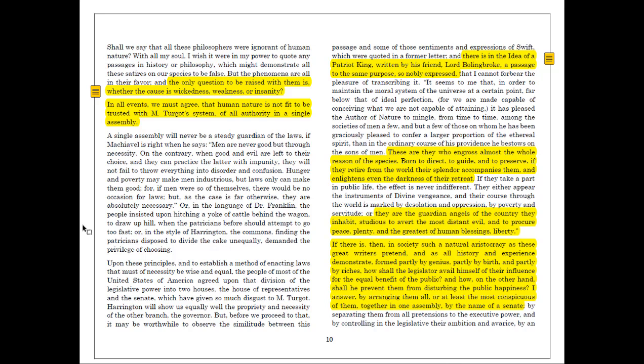"With all my soul, I wish it were in my power to quote any passages in history or philosophy which might demonstrate all these satires on our species to be false. But the phenomena are all in their favor, and the only question to be raised with them is whether the cause is wickedness, weakness, or insanity. In all events, we must agree that human nature is not fit to be trusted with M. Turgot's system of all authority in a single assembly."